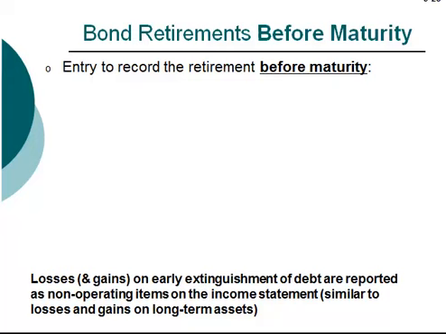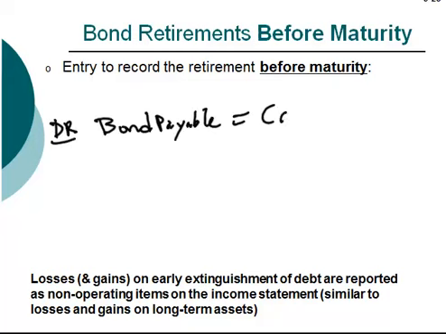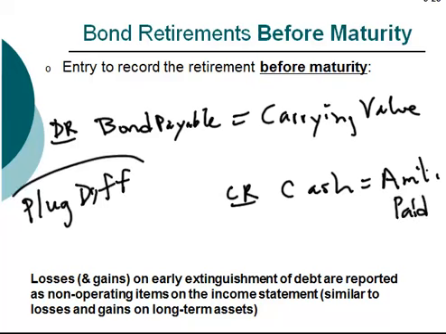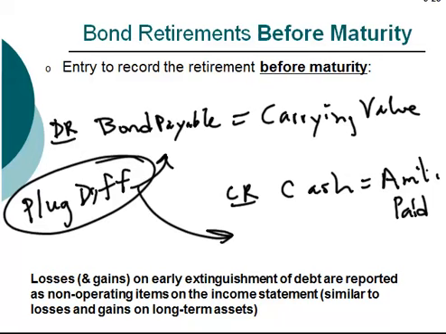The entry to record a bond retirement before maturity will be to debit the bond payable equal to its carrying value at the date of retirement, and we will credit cash for the amount paid. Generally, there will be a difference. We will plug that difference with either a debit or a credit, giving us either a loss or a gain. We will report this loss or gain on the income statement, similar to other losses and gains on long-term assets and similar to revenues and expenses from our regular operations.